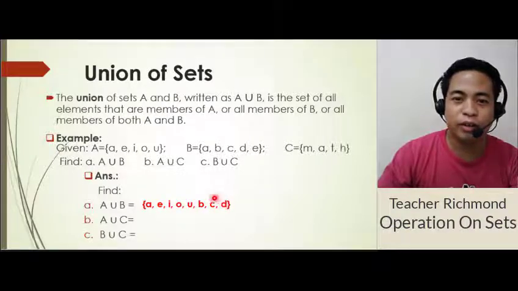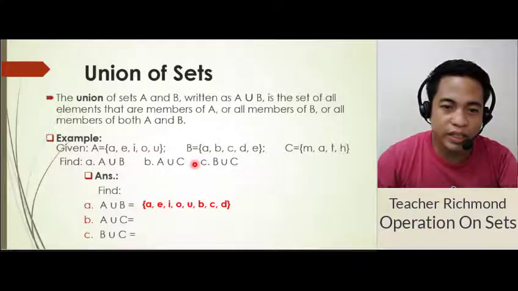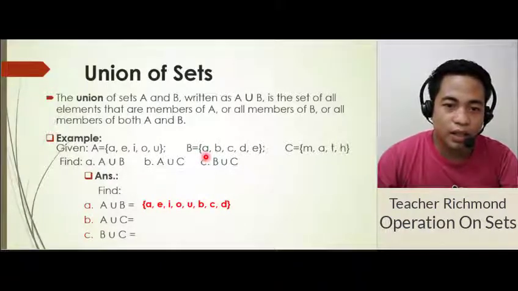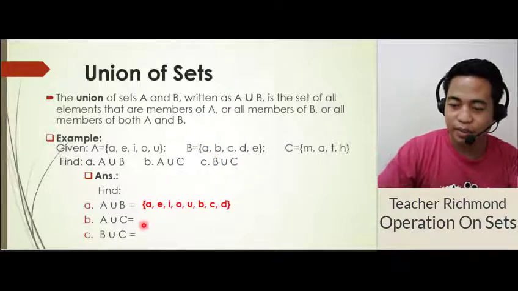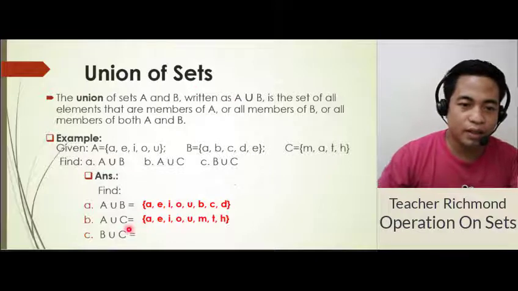I know that you have a question. Sir, why is it that the elements of B here, we have E and E, they get lost? We will answer that one later. Okay? So, what about example letter B?